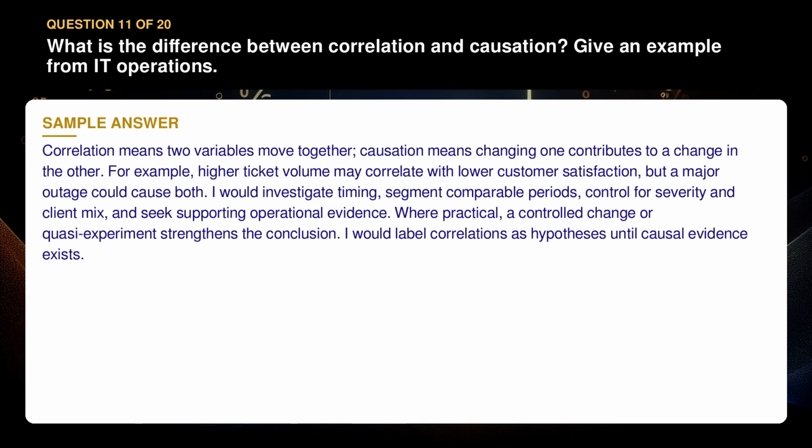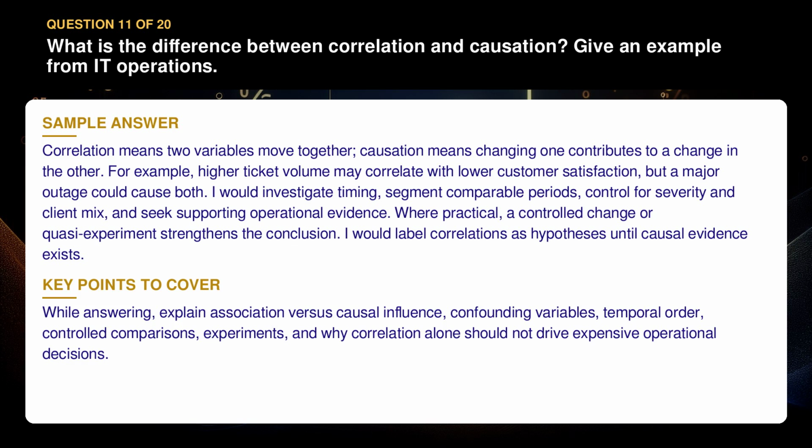Correlation means two variables move together. Causation means changing one contributes to a change in the other. For example, higher ticket volume may correlate with lower customer satisfaction, but a major outage could cause both. I would investigate timing, segment comparable periods, control for severity and client mix, and seek supporting operational evidence. Where practical, a controlled change or quasi-experiment strengthens the conclusion. I would label correlations as hypotheses until causal evidence exists.